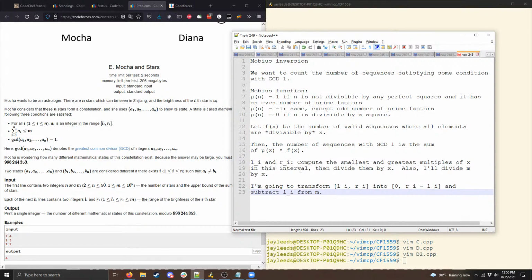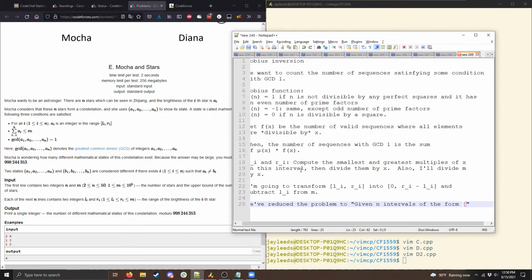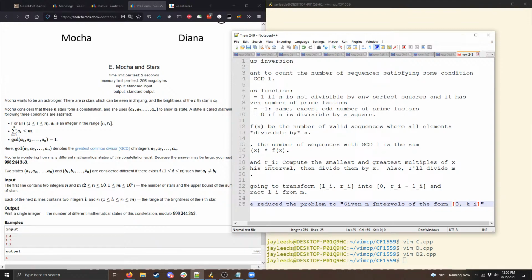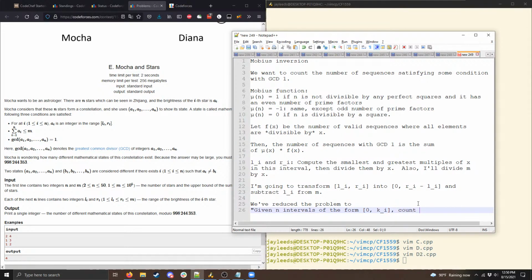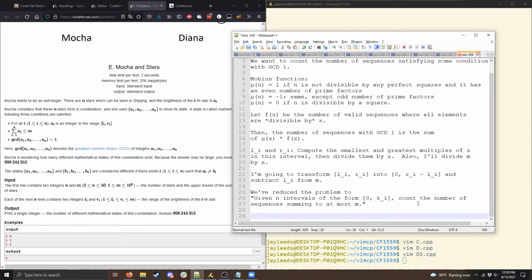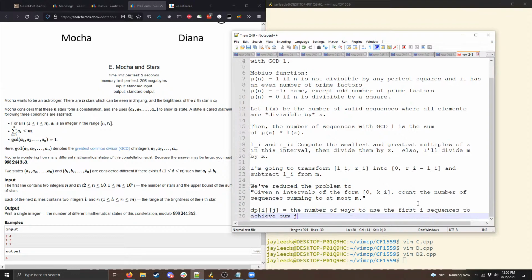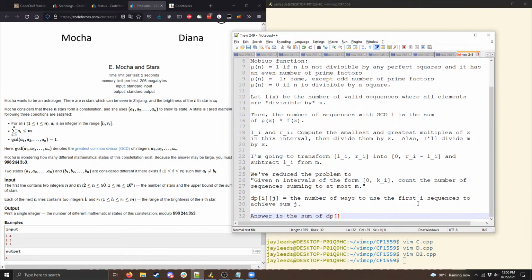All right. So now we've reduced the problem to: given n intervals of the form [0, k_i], count the number of sequences summing to at most m. What I'm going to do here is a DP. Let dp[i][j] be the number of ways to use the first i elements to achieve sum j. Then the answer is the sum of dp[n][j] over j from 0 to m.